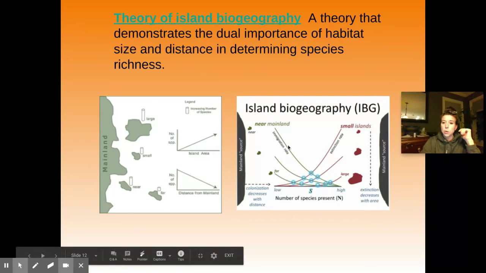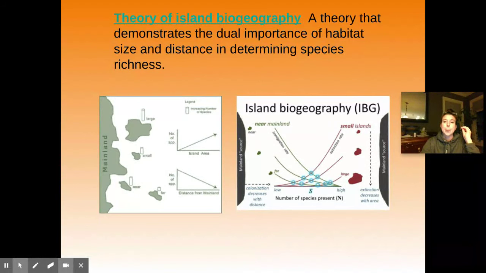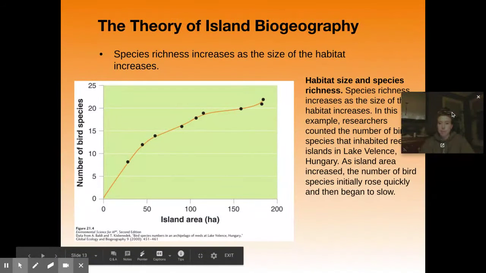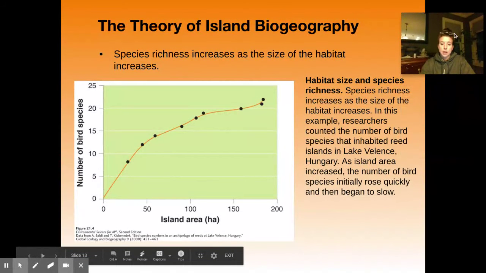So this is a really cool graphic that they have. You should pause and look at it and see if you can make a little understanding of it. But this theory of island biogeography has a lot of application in a lot of different places. Basic graph from the book, again just showing that island area would increase your number of bird species.